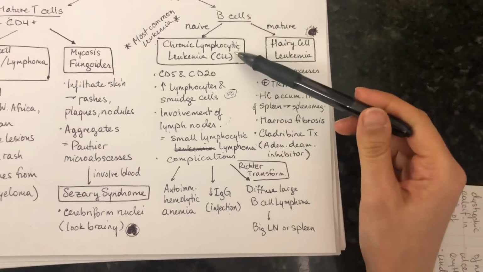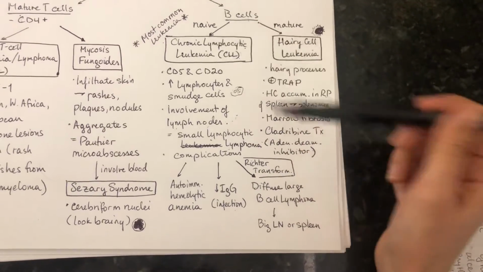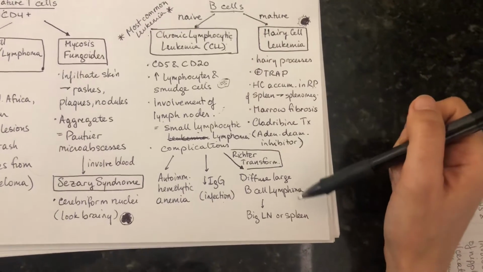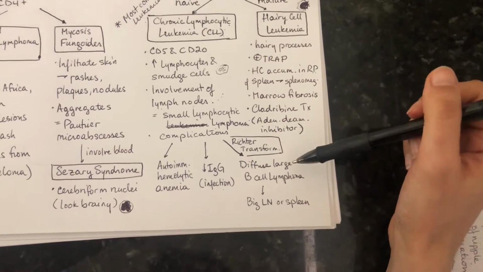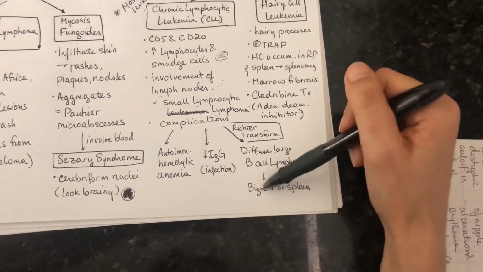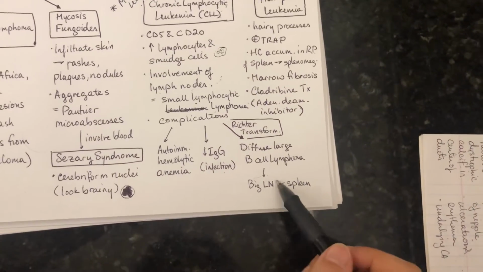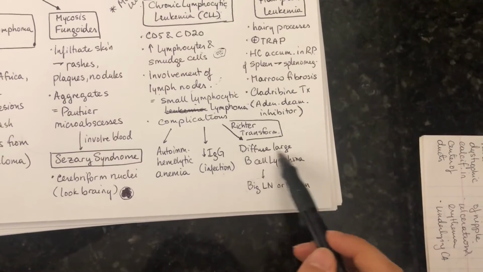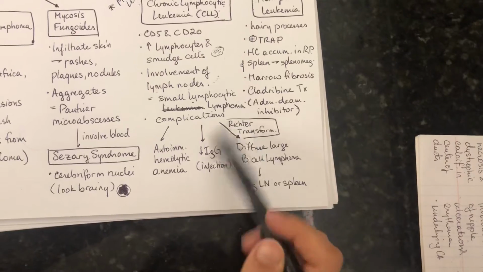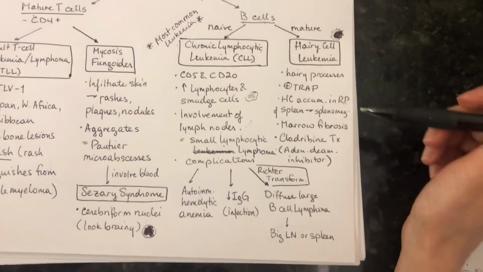Another complication of chronic lymphocytic leukemia, again the naive B cell one, is you can have a Richter transformation, and all that means is you produce a diffuse large B cell lymphoma. So you're going to have big lymph nodes or big spleen. So remember, if you have involvement of your lymph nodes, you're either going to have diffuse large B-cell lymphoma or small lymphocytic lymphoma, depending on if you have that Richter transformation.